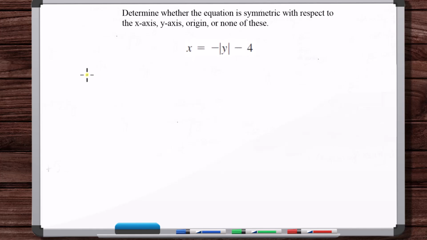Okay, let's check if this is symmetric with respect to the x-axis. We replace y with minus y.